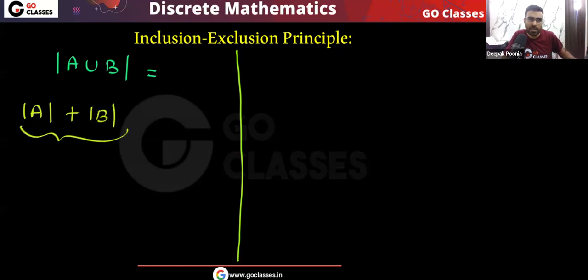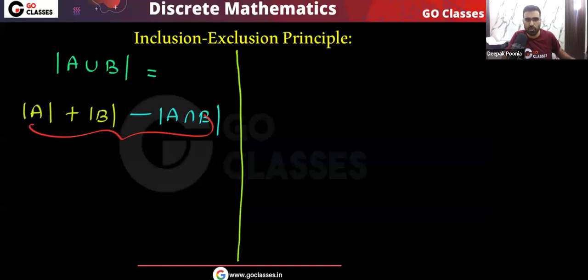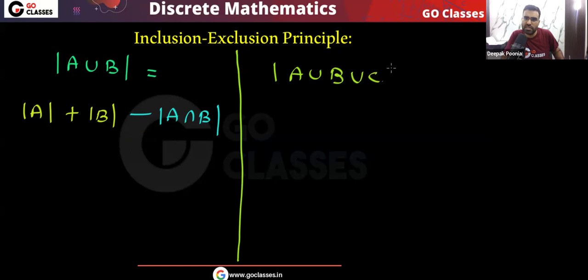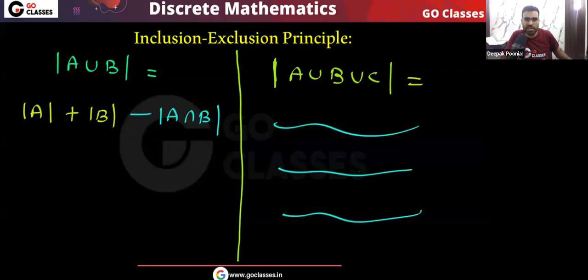You can see single plus and double minus. Here we only have 2 sets, so that's it. This is your formula. And if I want to find the number of elements in A union B union C, that means we are finding the inclusion exclusion principle for 3 sets. So you can see the number of elements in A union B union C will be equal to single plus, double minus, and triple plus.